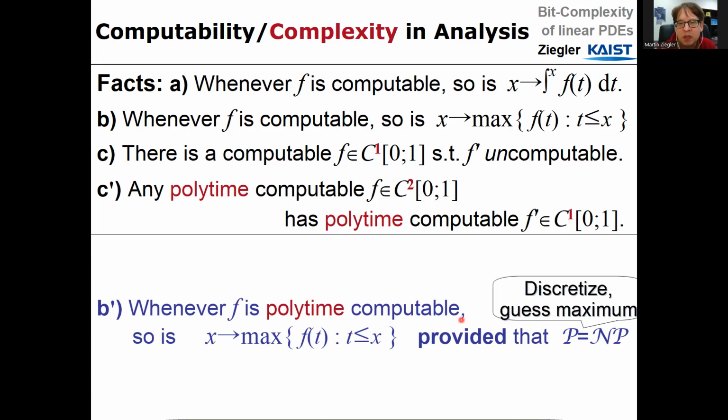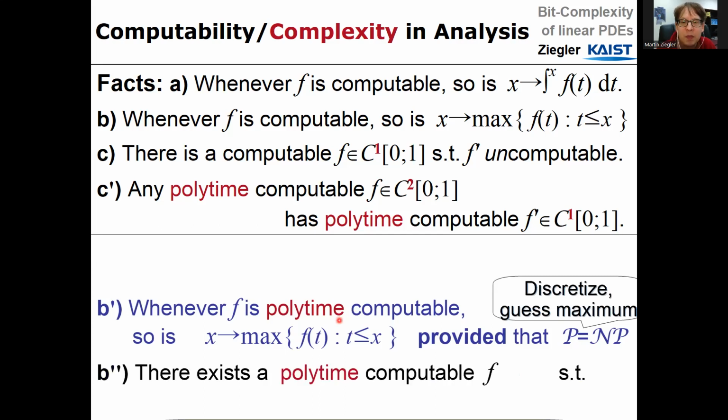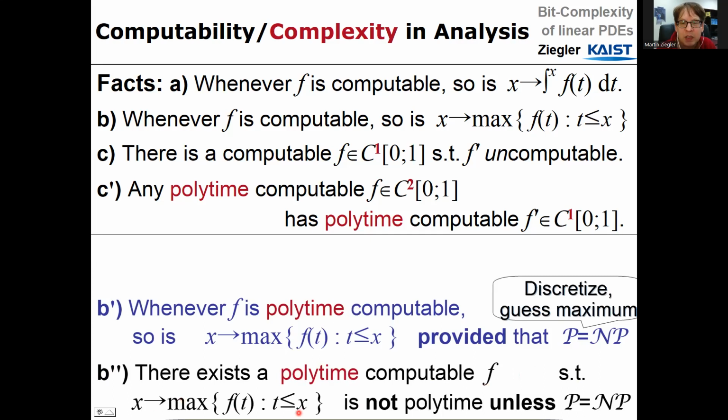Right, so just a sketch of the proof: discretize the input function according to its modulus of continuity, and then guess the maximum of that discrete and thus finite, exponentially large but finite number of values. And as I said, this is optimal, namely there exists a polynomial time computable function such that the maximum is not polynomial time computable unless P is equal to NP.